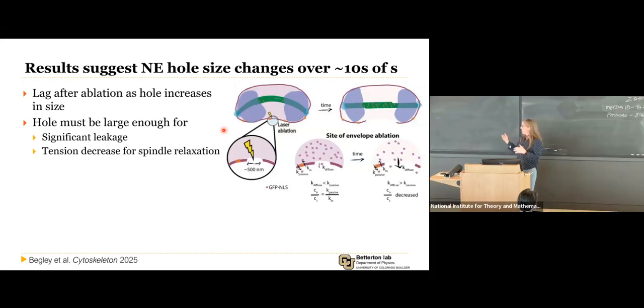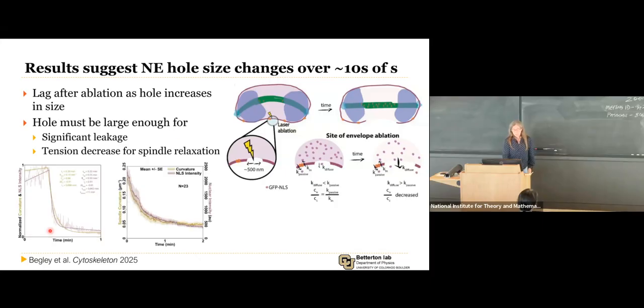So I think what we're really seeing is the dynamics of the increase of the size of the hole in the nuclear envelope. So this time scale, going back to these curves, we interpret as hole growth. And that was a little bit surprising to me. What this is saying is that nuclear envelope hole sizes can change relatively slowly, over tens of seconds. It's not necessarily super rapid. I think we've learned something there.